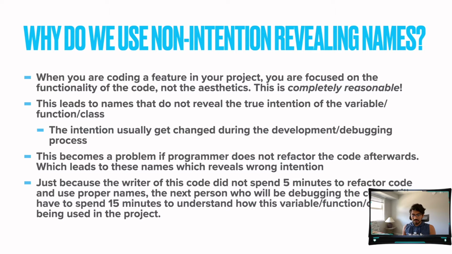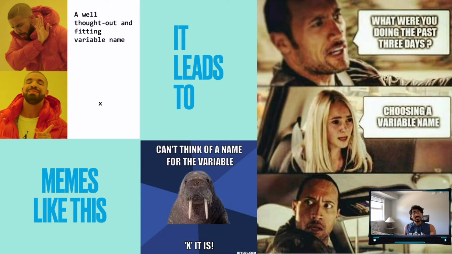This becomes a problem if a programmer doesn't refactor his code after making the change. Just because the writer of the code did not spend 5 minutes to refactor the code and give it proper names, the next person who will be debugging the code or just reading it to create a new feature will have to spend 10 to 15 minutes just to understand what this function does or what this class does in the whole system. And which leads to memes like this. We have seen these memes a lot on social media, but yeah, we can say that not refactoring causes these memes.